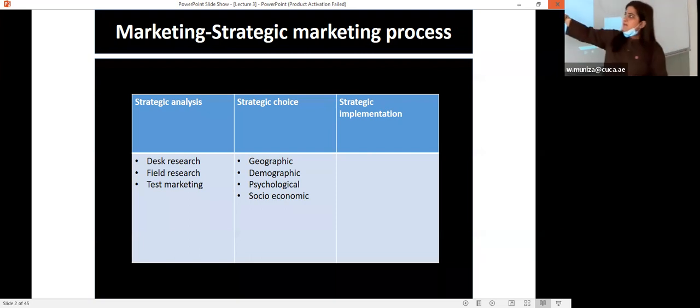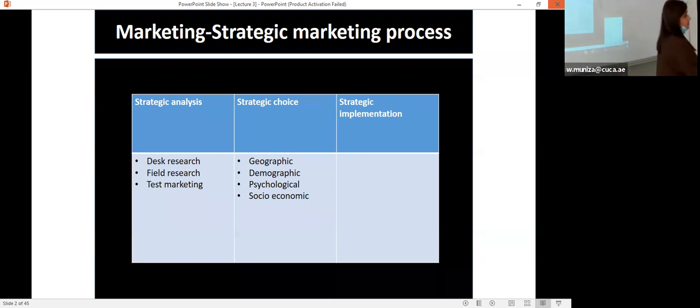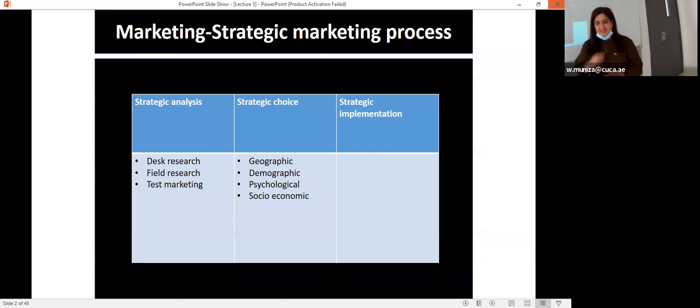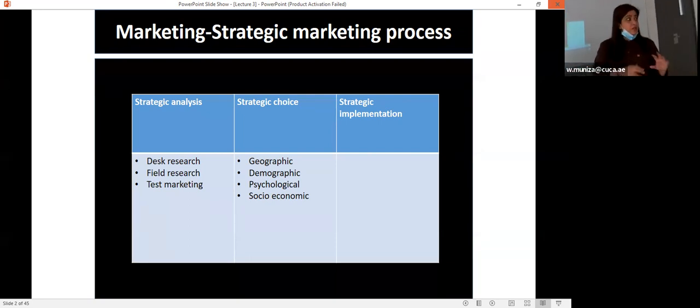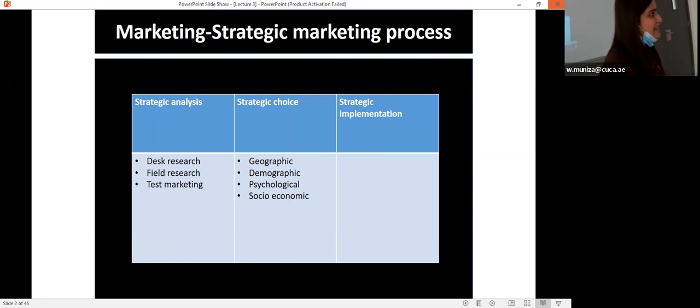This segmentation can be based upon demographic characteristics as well. What is demography? Do you know about demography? What is demographic segmentation? Can anyone tell me? Rabia, Aisha, can you tell me about demographic segmentation? You can search on your phones as well. Whenever I ask a question, you can research on your mobile phones as well.